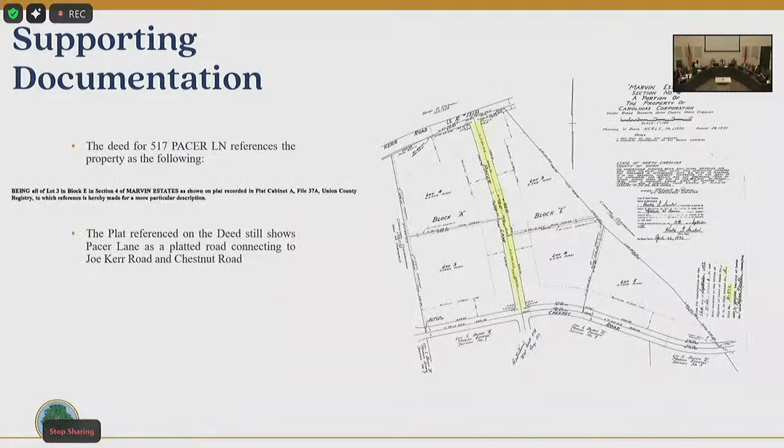Go back. Again, the deed for 517 Pacer Lane references the property as Lot 3 of Block E, as recorded in Plat Cabinet A, file 37A. That shows Pacer Lane as a platted road connecting Joe Carr and Chestnut.